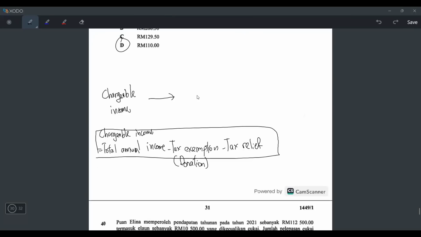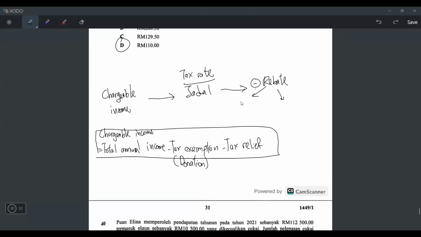After you minus, you will refer to the jadual, which is the tax rate lah. Okay, and then you clear the tax. After that, the next step is you will tolak dengan rebate. Tolak dengan rebate. And rebate ada dua jenis.